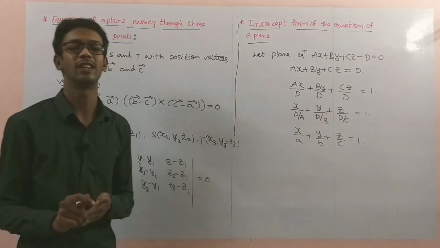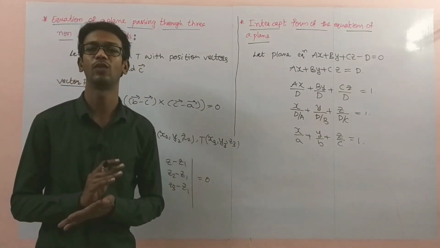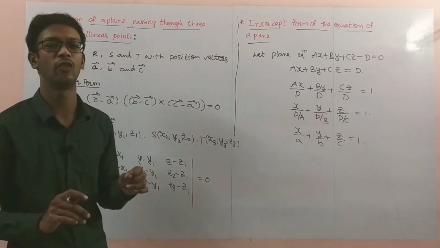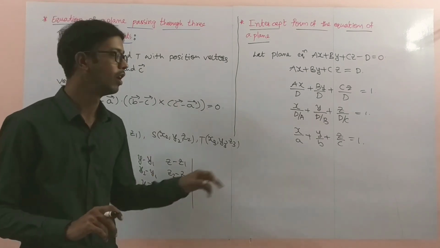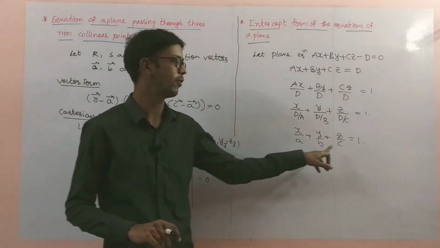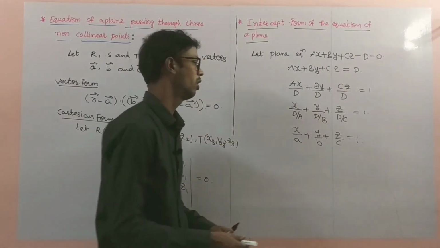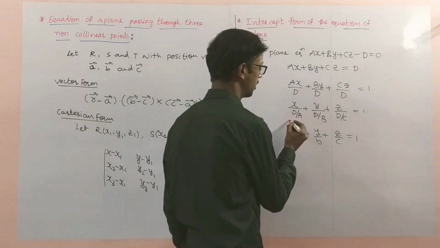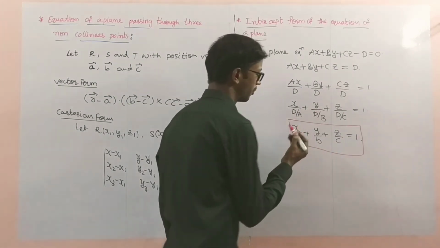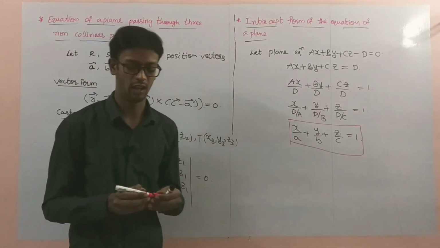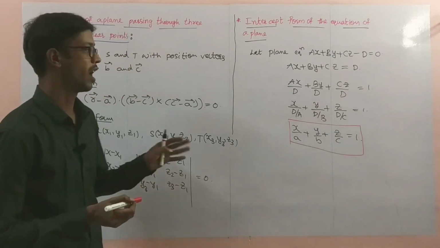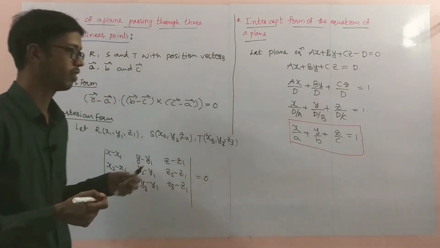The line equation in intercept form we also discussed in first year: x by A plus y by B equal to 1. Here, for the plane equation, one more term z by C equal to 1 comes extra. So this is the intercept form of a plane equation. We'll see problems based on these two concepts. Pause the video to note it down.